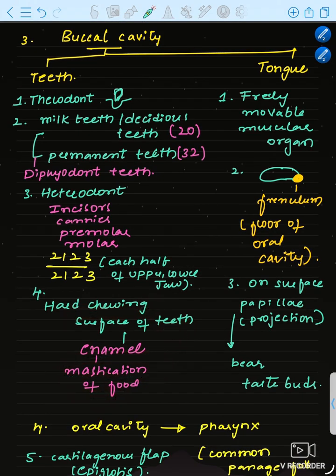Okay, now let us go forward to tongue. First of all, tongue is freely movable. Of course, tongue is freely movable. That is why we are talking. And it is a muscular organ, means skeletal muscle. Okay, and tongue is attached to the floor of the oral cavity. If it is not attached, then it will come out, right? That is why tongue is attached to the floor of the oral cavity. By what structure? That is frenulum.